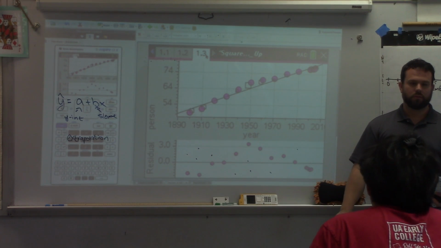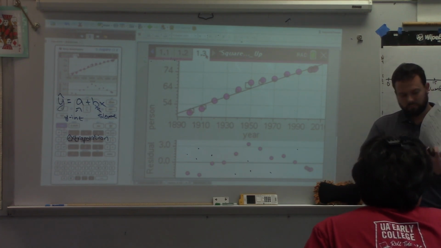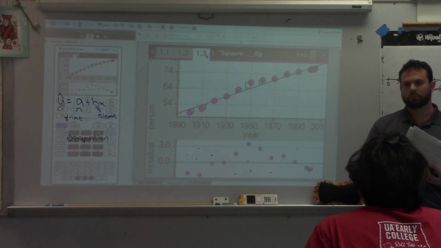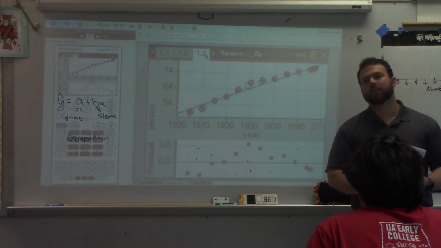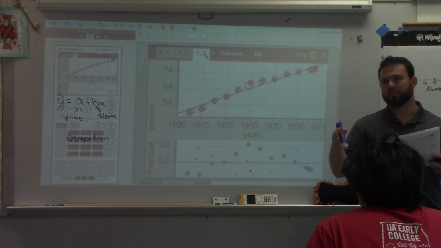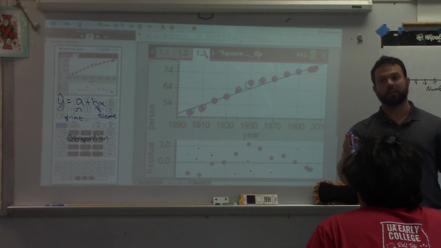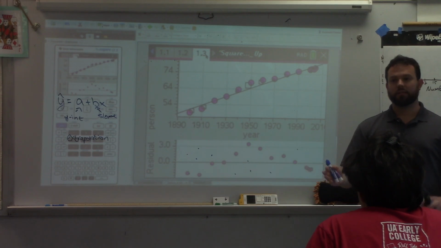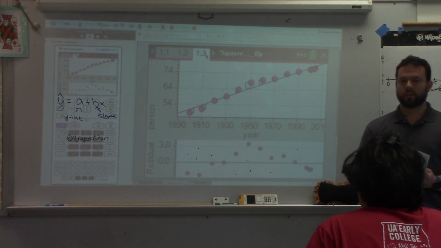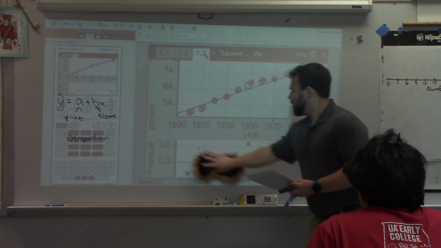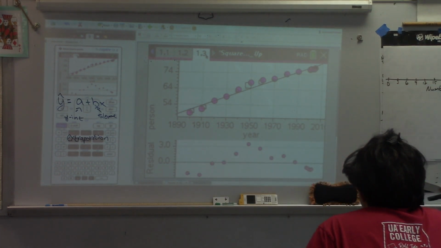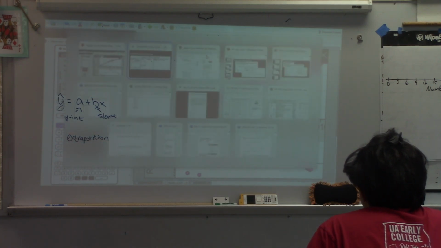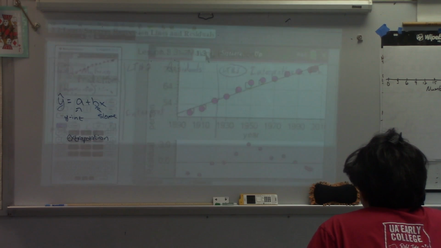So R tells you the strength of the linear relationship if it's linear. If it's not linear, you can't really use R very well. And so we need to be able to look at a residual plot. You need to be able to see if there appears to be somewhat of a curve or not.